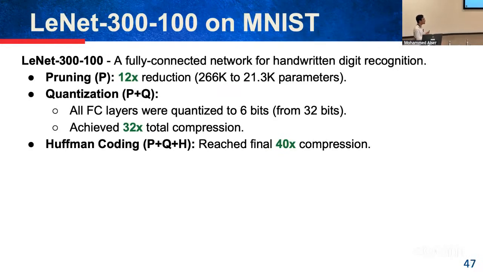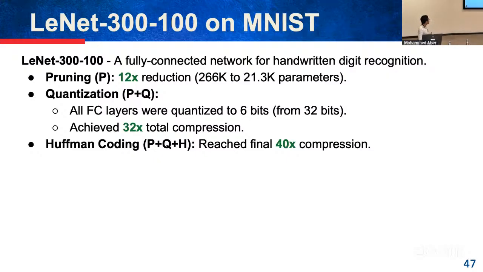So let's start with the simplest model, LeNet-300, which is a fully connected network. First, when pruning was applied, they were able to achieve a 12x reduction, reducing the parameters from 266,000 to 21,000, which is very good. From this example, you can guess how redundant a particular network is. I mean, the parameter reduction here is just insane.